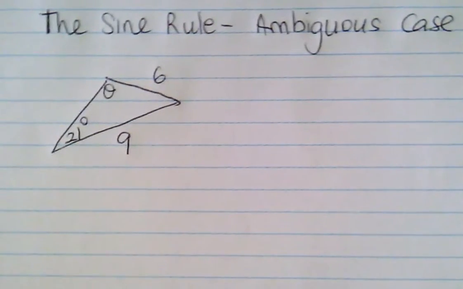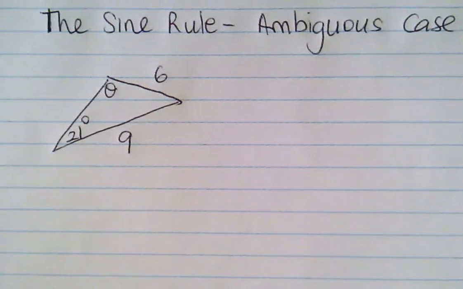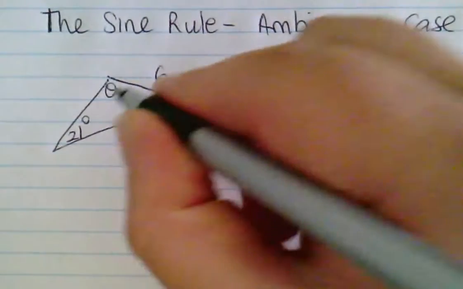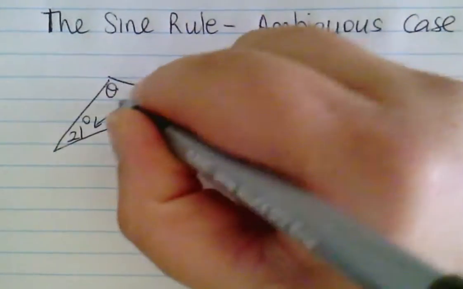Okay, using the sine rule. Remember, this is not SOHCAHTOA, the sine rule. It's A on sine A equals B on sine B. So if you were to use the sine rule here, remember we look for pairs of opposites.